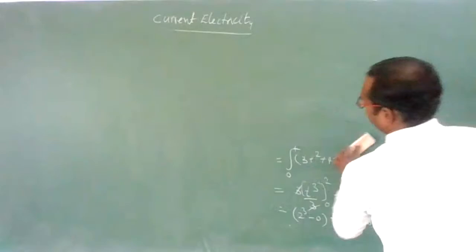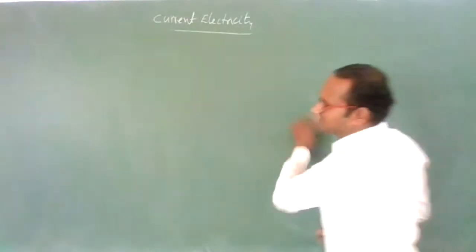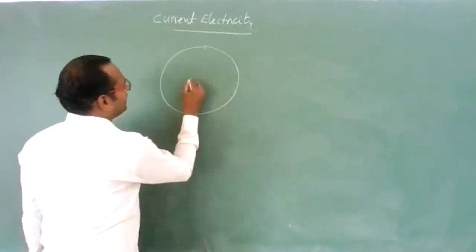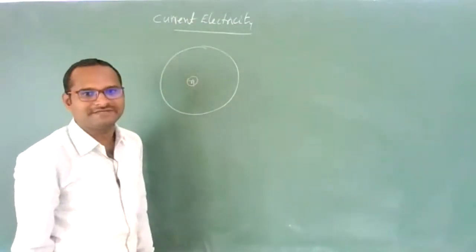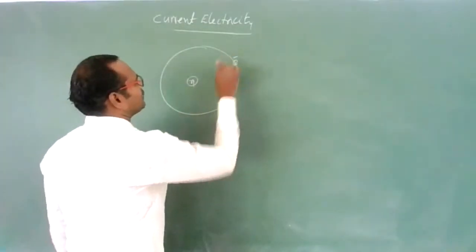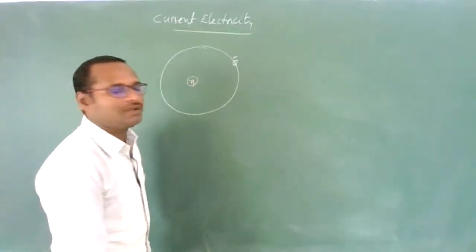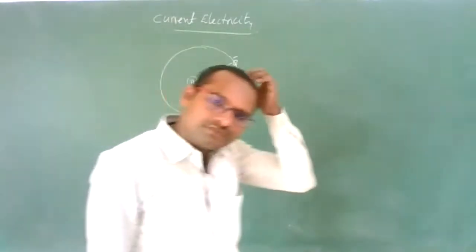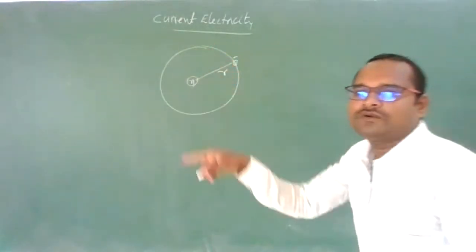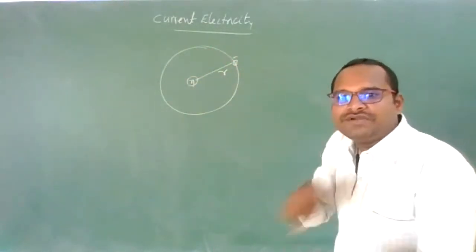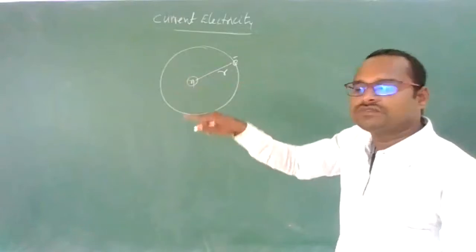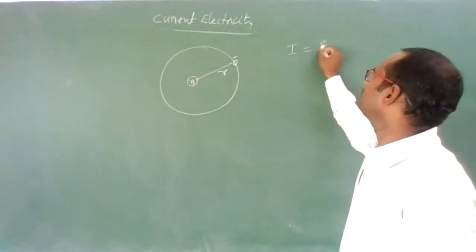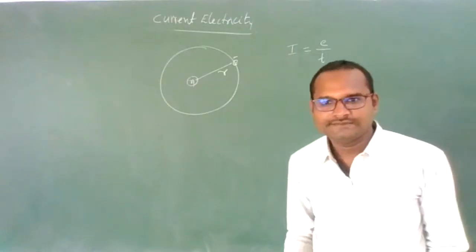Now, students, you may get another question also. Let us suppose here there is one atom. Here a nucleus is present. Now around this nucleus, an electron is rotating in a particular orbit whose radius is small r. This electron is rotating around the nucleus, which means it is moving. Whenever charge moves, it will constitute current. How much current is flowing here? How much charge is flowing per unit time? That will be the current.